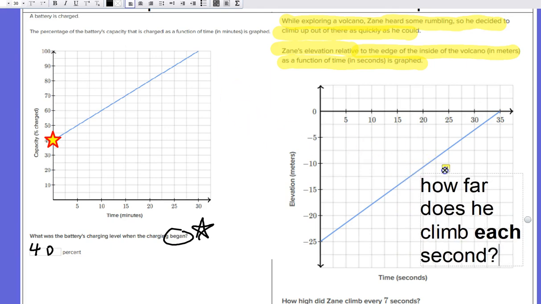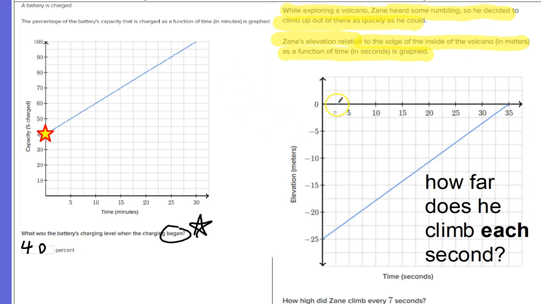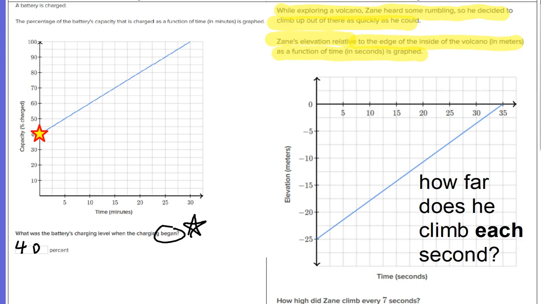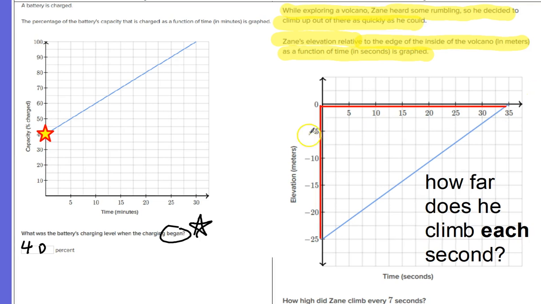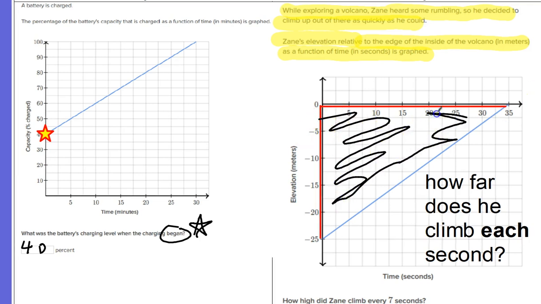Well, that is the slope. So every time the second goes up by 1, how much does the elevation increase? So in other words, how far does he climb each 1 second, every second, per second? And for that, I'm going to divide the rise by the run. Now, the slope triangle in this case is really easy. I'm going to start here and go all the way up to 25, and then go all the way side to side to 35. Just like that. No problemo. So that's from 0 to 25 is 25, and from 0 to 35 is 35.